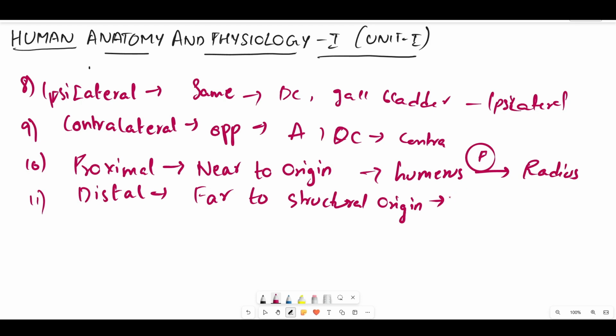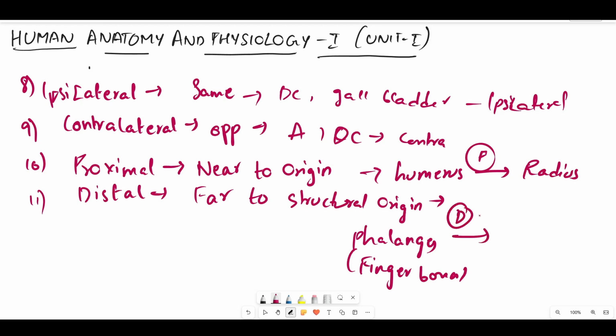Similarly, distal one is the phalanges. They are also called as the finger bones. They are distal to the carpals. Carpals are nothing but wrist bones. This is the example for distal one.